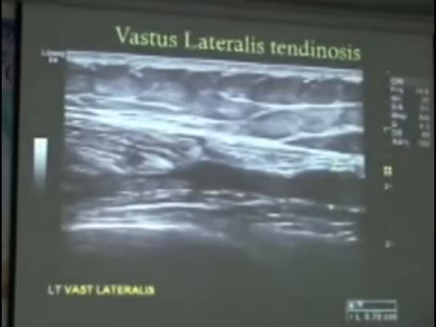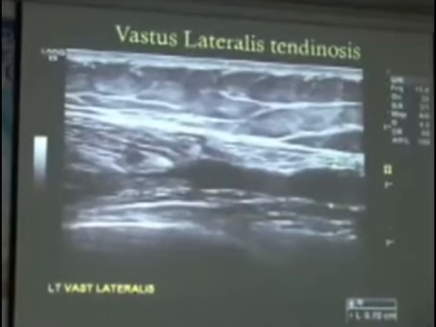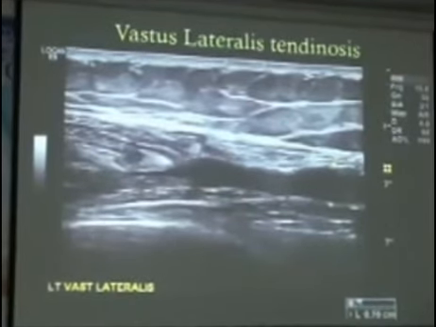This was a 21-year-old patient who had a lateral knee surgery of her knee.